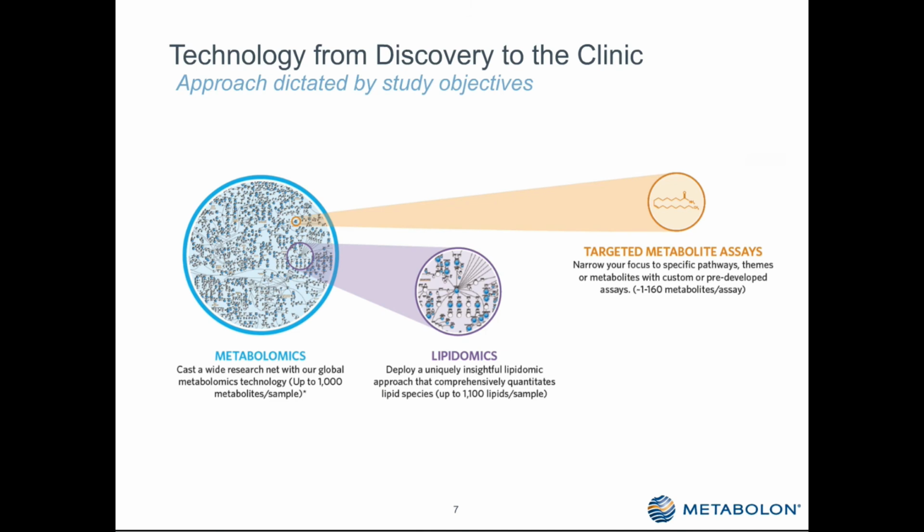And Metabolon has different technology that can be used to measure those metabolites. And the approaches are dictated by the study objective. So if an investigator is unclear about what metabolite they want to measure, the investigator can start with the metabolomics alone or in combination with lipidomics. If the investigator knows what metabolite they want to measure, Metabolon also has a targeted assay team that can establish the assay for the specific metabolite in a specific matrix. So let us start with the general metabolomics.